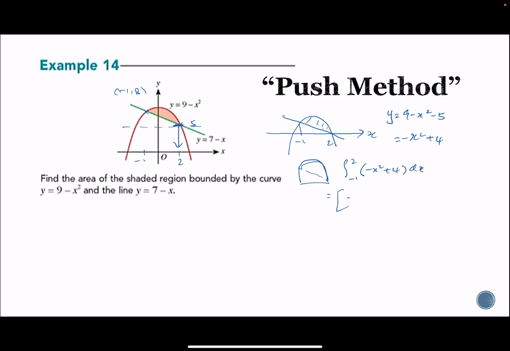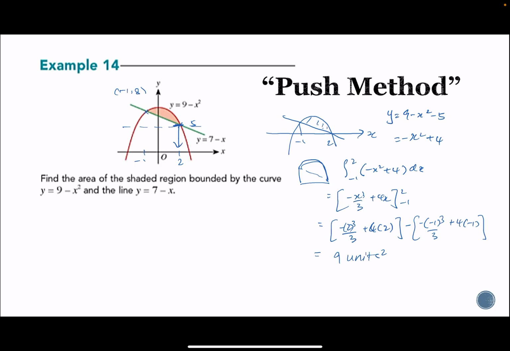So you'll get negative x cubed over 3 plus 4x, between 2 and negative 1. Putting it back in, you'll get negative 2 cubed over 3 plus 4 times 2, minus negative 1 cubed over 3 plus 4 times negative 1. So this entire area, when you calculate, should give you 9 square units.